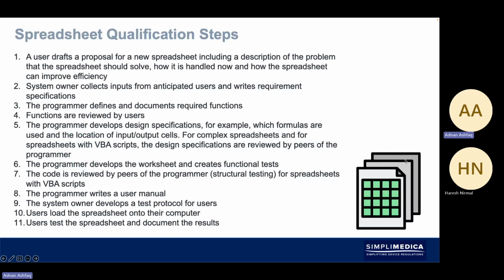So in terms of spreadsheet qualification steps, some of the things that you should do is the user would draft a proposal for a new spreadsheet, including the description of the problem that the spreadsheet is aiming to resolve, how it's handled, and how the spreadsheet can then improve the efficiency. The system owner is collecting the inputs from the anticipated users, and then writing the requirements. The programmer would then define and document the required functions. The functions are then reviewed by users.